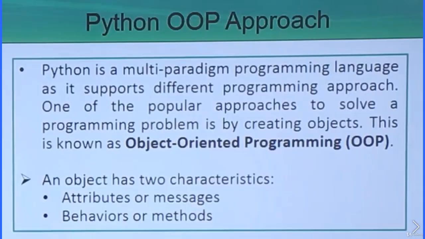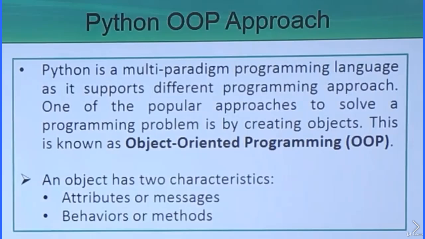So objects will be doing everything. So that's why you will be defining objects, and using objects we will be writing our code. And that's why Python is known as an object-oriented programming language. An object has two characteristics. The first one is the attributes or messages. That means what are the different values these attributes can hold, and behaviors or methods, which will define what are the different permitted operations that we can carry out on these attributes and messages.